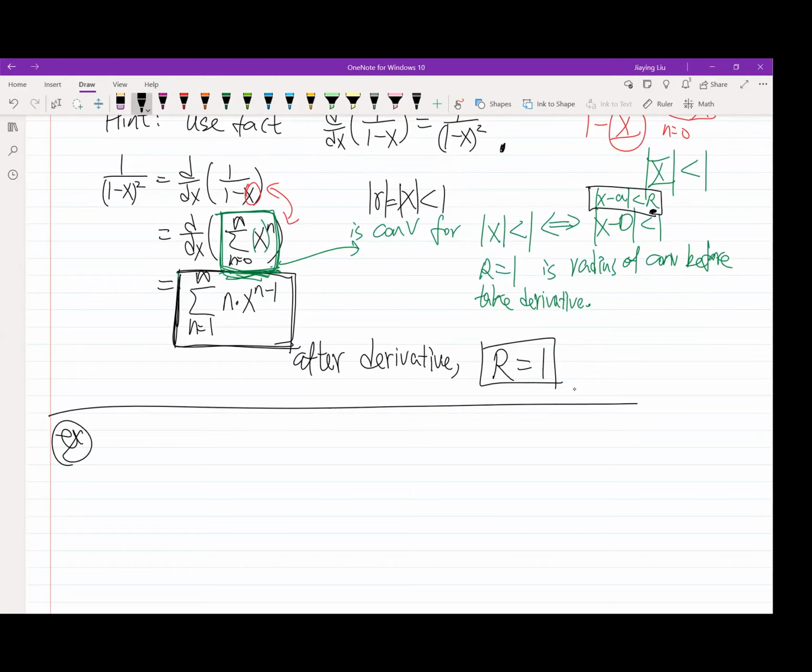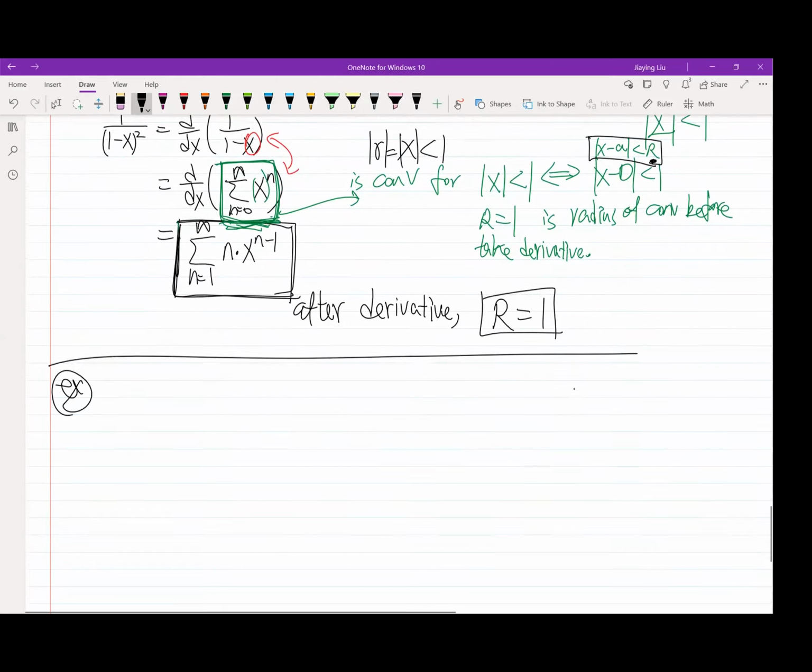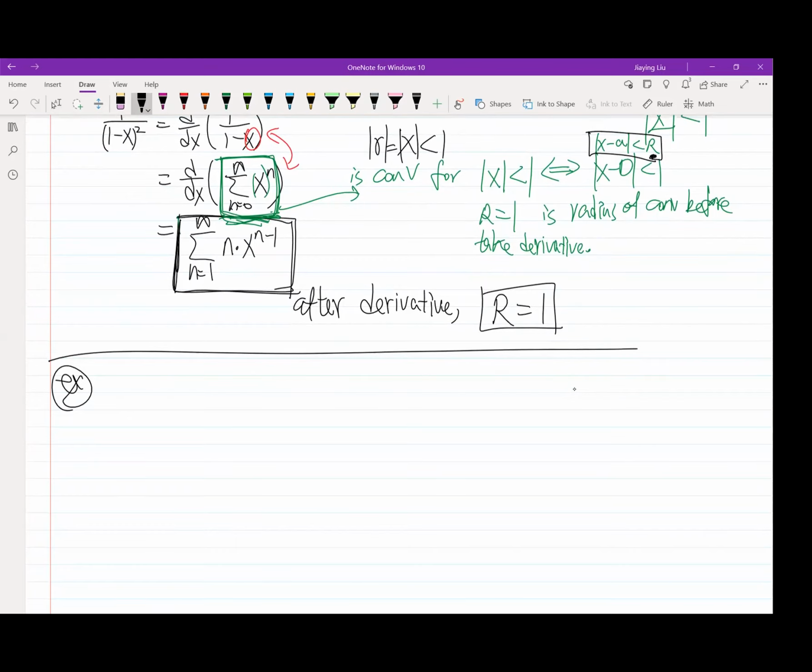So here's a second example. Well, I don't know how many examples already, but this is another example. So we're going to express natural log of 1 plus x as a power series. And also we're going to find the radius of convergence.